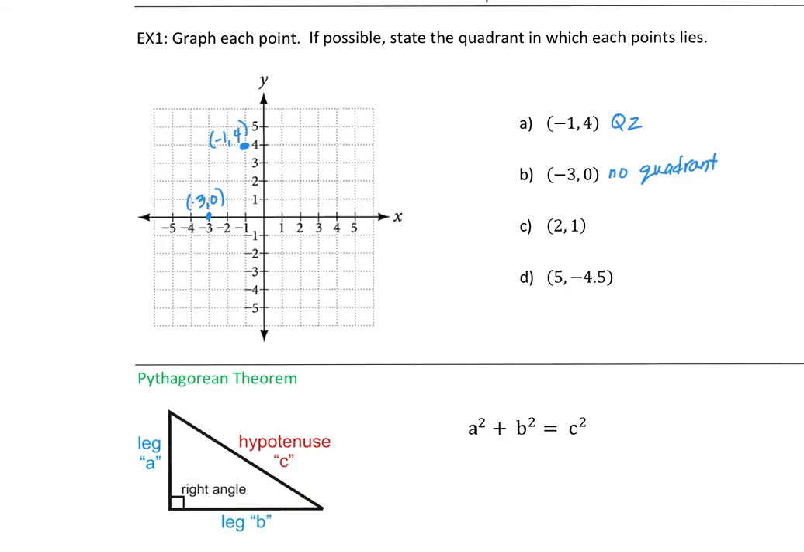All right, part C is the point 2, 1. So +2 on the x, +1 on the y. And we're in quadrant 1. So let me label this 2, 1.